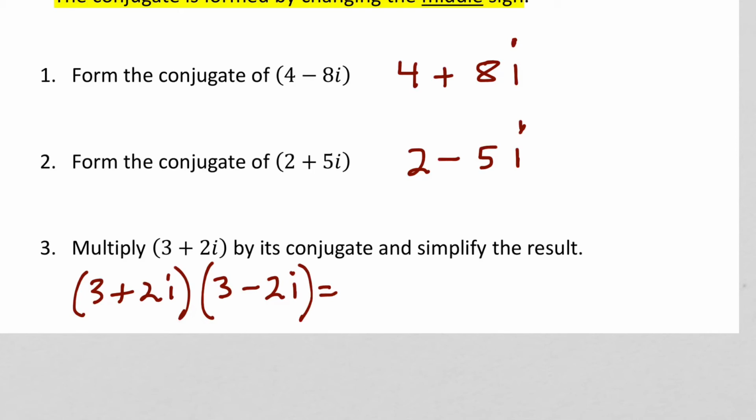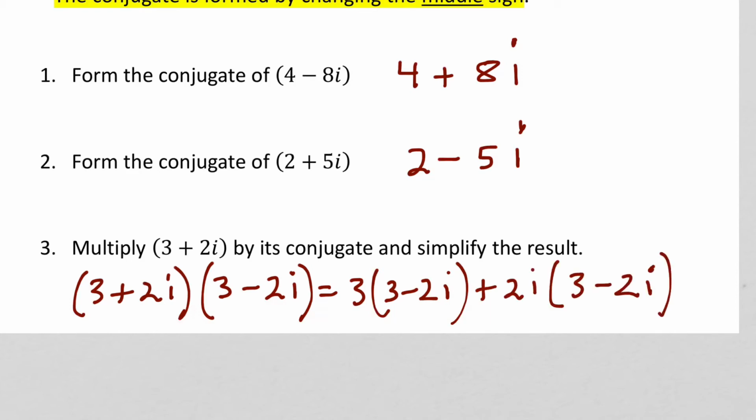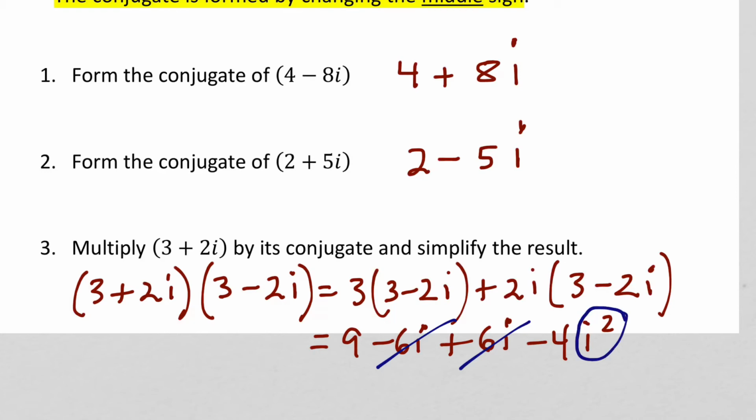So this is double distributing. This is 3 times 3 minus 2i plus 2i times 3 minus 2i. So this is equal to 9 minus 6i plus 6i minus 4i squared. And this always happens: the two middle terms are going to be equal and opposite, so they cancel each other out. Your last term has an i squared, which is negative 1, which will then multiply by your negative 4 and turn that into a positive 4. So we're going to end up with a real number result. 9 plus 4 is 13.